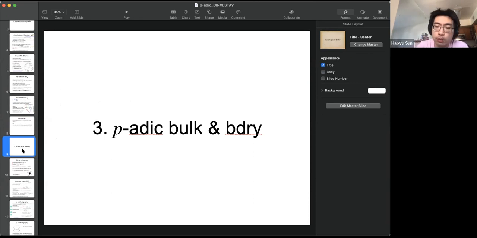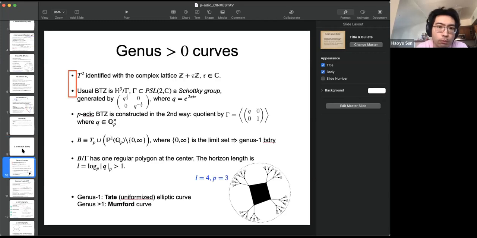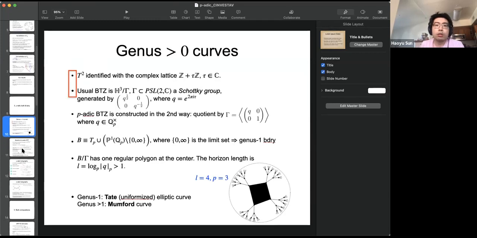Okay, then I'll talk more about the background of p-adic holography. The BTZ black hole will be a main focus of our work. But in order to introduce the BTZ black hole on the BT tree, we need a genus greater than 0 p-adic curve. If we review how to construct the ordinary torus, we see that we have two ways.